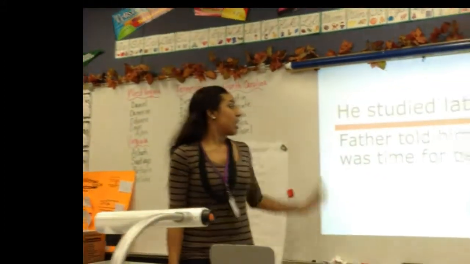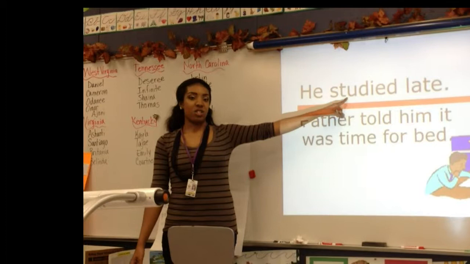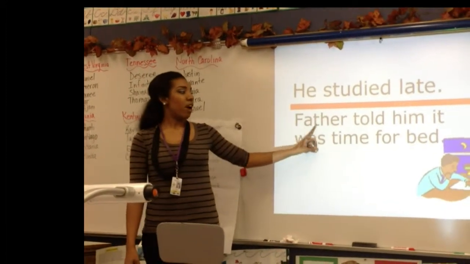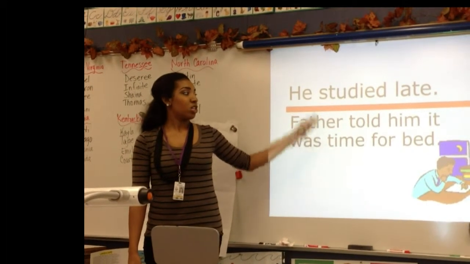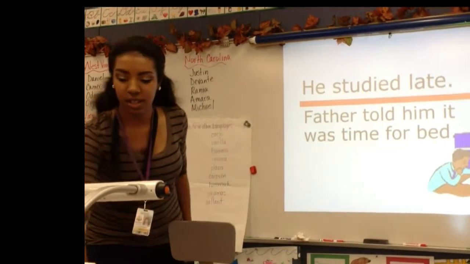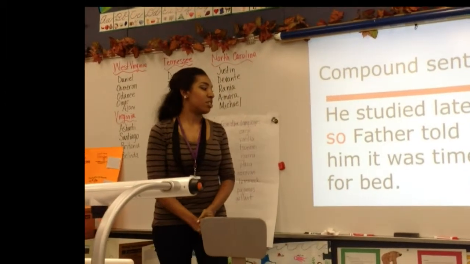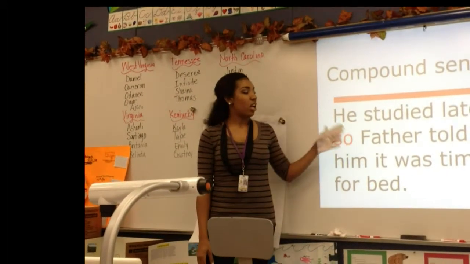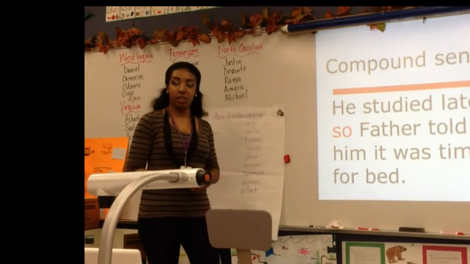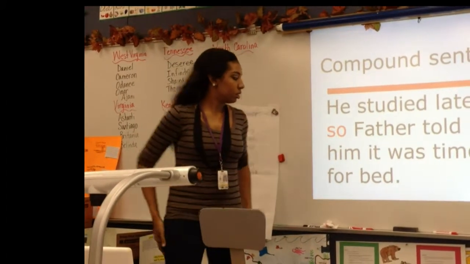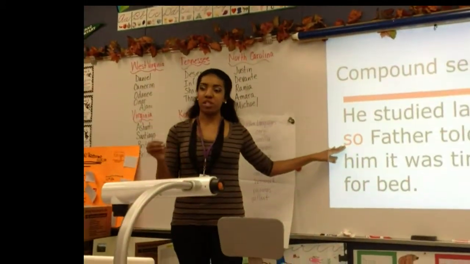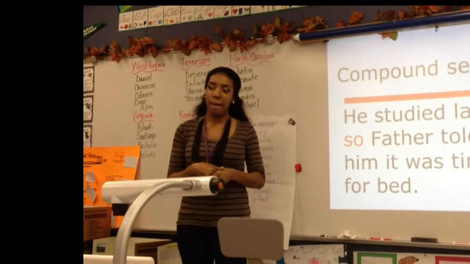Next sentence. He studied late. That's sentence one. Are y'all's eyes up here, please? The next sentence. Father told him it was time for bed. So these are two complete sentences that can stand on their own. Combining them into a compound sentence, you would get, he studied late, so father told him it was time for bed. Okay? So is the conjunction. And pay attention to how we use conjunctions to combine these sentences.